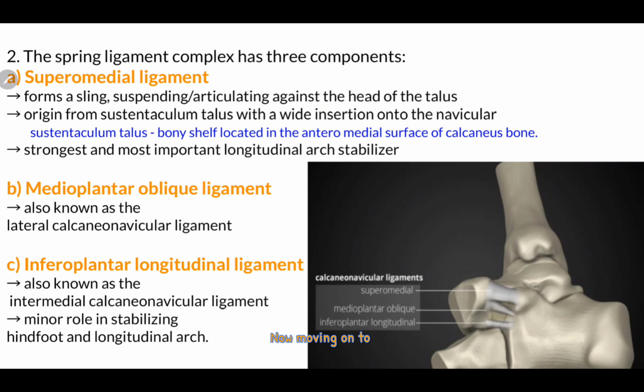Now moving on to the next one, the medioplantar oblique ligament. As you can see, the medially located ligament is the medioplantar oblique ligament. It is also known as the lateral calcaneonavicular ligament. The third one is the inferoplantar longitudinal ligament. You can see in this picture, the inferiorly located one is the inferoplantar longitudinal ligament. The other name of this is the intermediate calcaneonavicular ligament, and it also has a minor role in stabilizing the longitudinal arch.